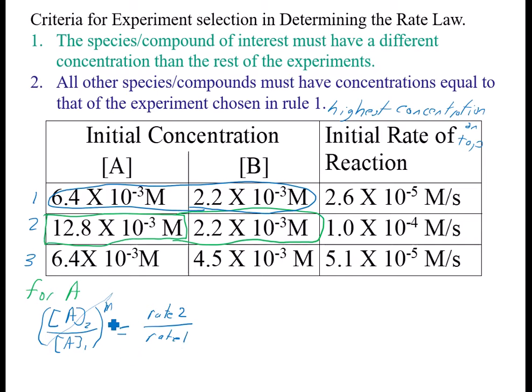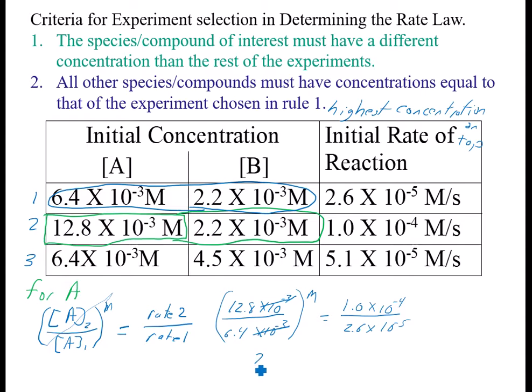Now I'm just going to plug in these numbers. I have 12.8 times 10 to the minus 3 over 6.4 times 10 to the minus 3, raised to the m, is equal to 1.0 times 10 to the minus 4 divided by 2.6 times 10 to the minus 5. So I'm going to divide these. The times 10 to the minus 3, since it's in both numerator and denominator, goes away. So 12.8 divided by 6.4 gives me 2.